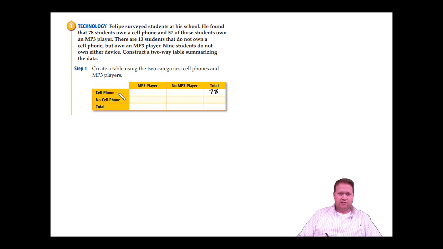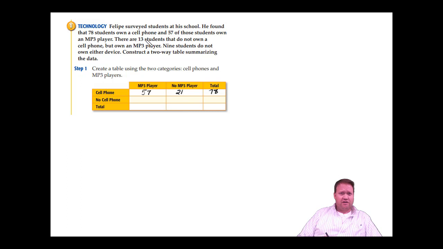Well, he chose the 78 students that had a cell phone, and he found out that 57 of them own an MP3 player. So right away, without having to read the rest of the problem, I know I can find this number because 57 plus this number has to add up to 78. So 78 take away 57 is 21. So that means if 57 had an MP3 player, 21 of them did not.